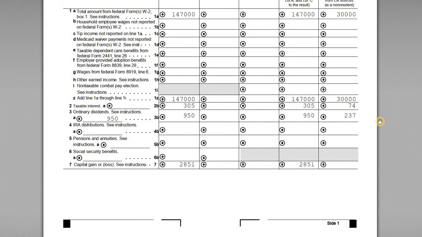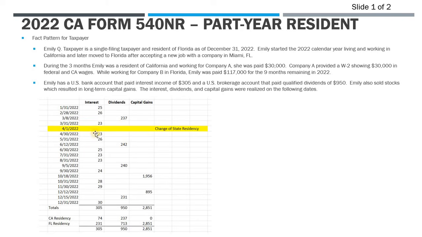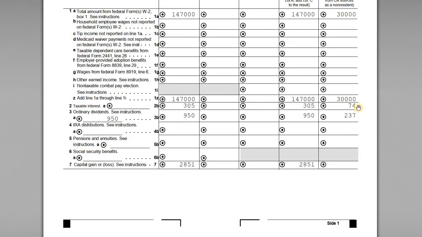And then we do the same thing for our interest and dividend income. So recall on our first slide here, we have interest and dividend income. The totals are 305 of interest, 950 of dividends. And the amount that's attributed to the California residency, these first couple entries, 74 of interest, 237 of dividend income. And so we've indicated 74 of interest, 237 of dividend income on line 3.